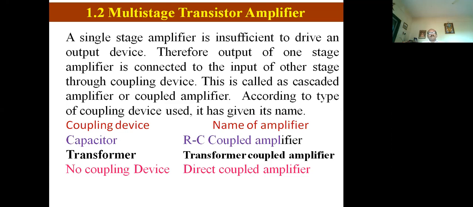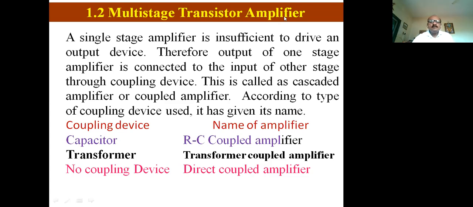First, the RC coupled amplifier. Second, the transformer coupled amplifier. Third, the direct coupled amplifier. In the RC coupled amplifier, which component is used? A capacitor is used. Which coupling device is used? A capacitor is used. Therefore, such a circuit is called an RC coupled amplifier.